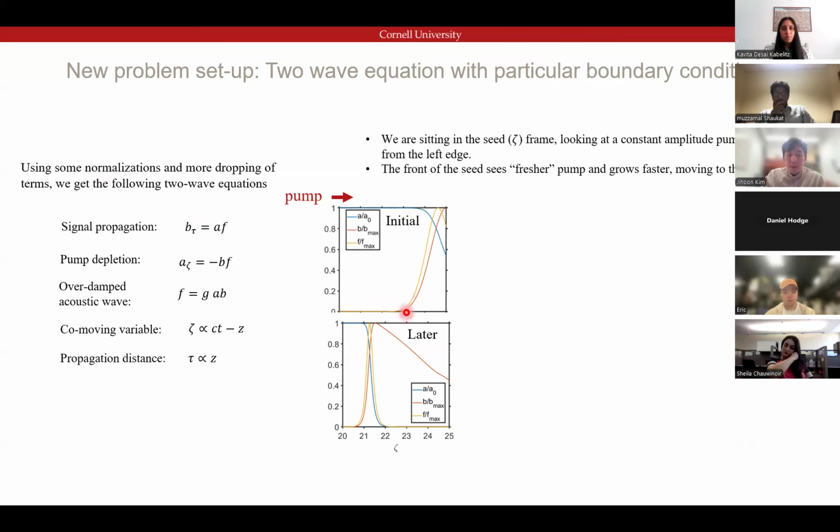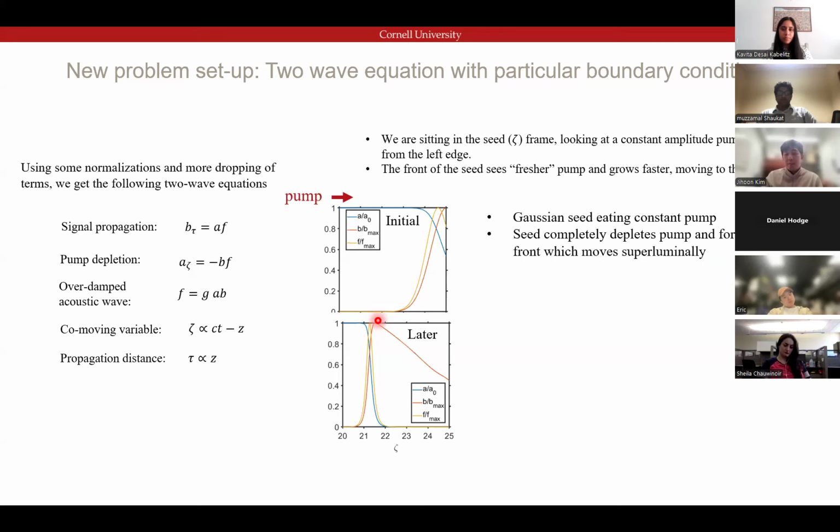The front of the seed will always see a fresh pump, so it'll grow faster and move superluminally to the left. But it's not really superluminal; it's just that different parts of the seed have different growth rates, and as a result the peak is moving to the left, but there's no real information transfer. This is an example of a Gaussian seed eating a constant pump. You can see that the seed, the red one, completely depletes the pump and then forms a steep front, which moves superluminally.